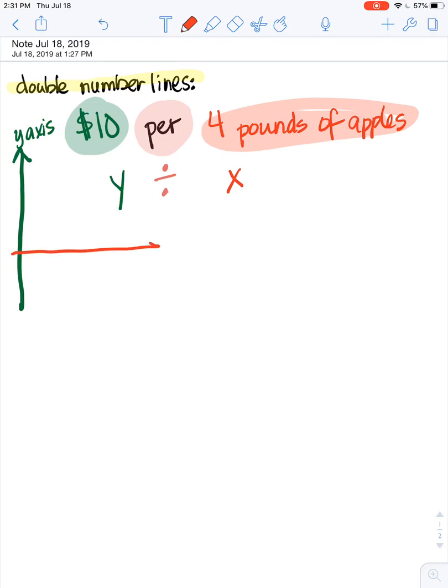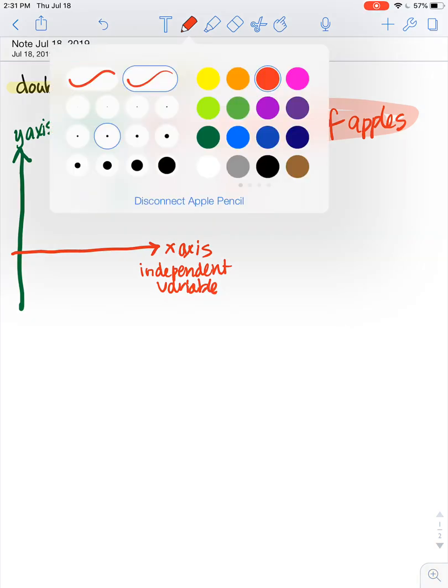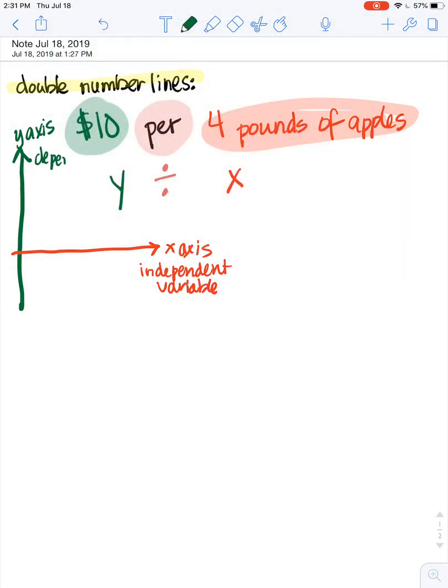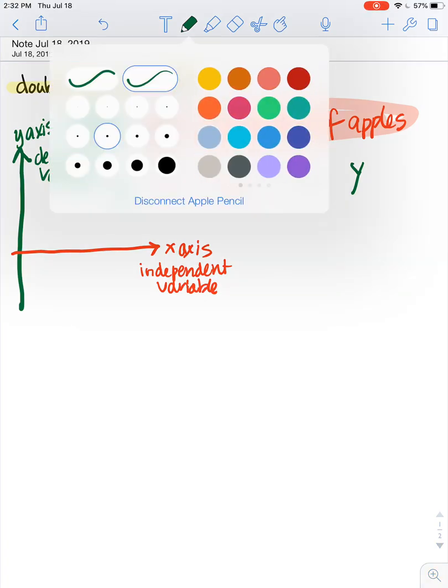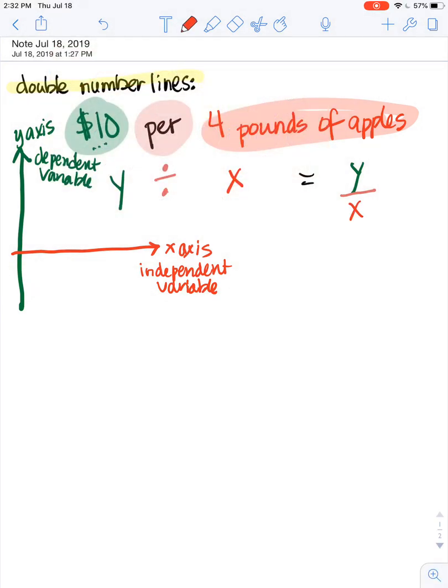And that's going to be represented down here. This is what's called your independent variable. And the one over here is your dependent variable. So basically, this price is going to depend on how many pounds you buy. So you can also write this equation, hopefully you remember, as Y divided by X. So that's your ratio form.